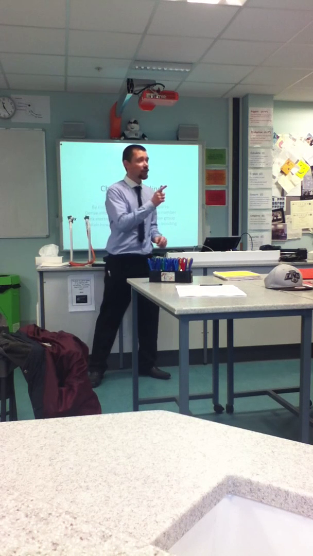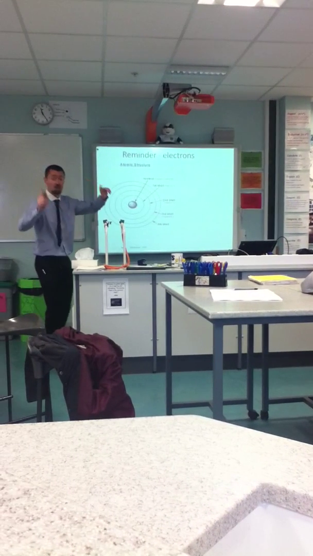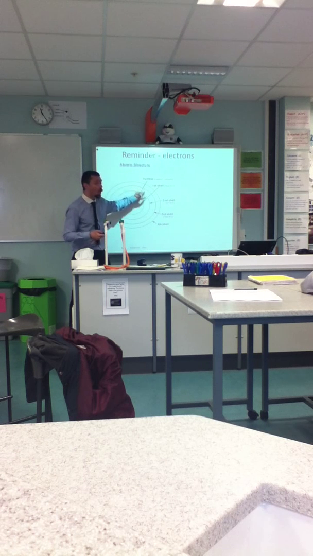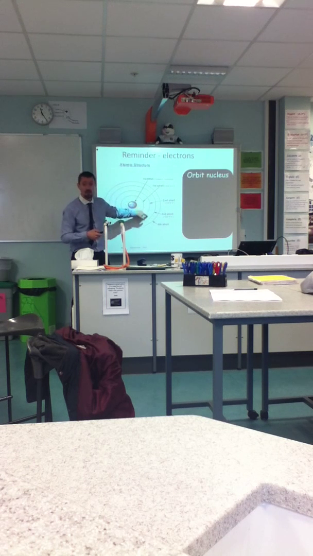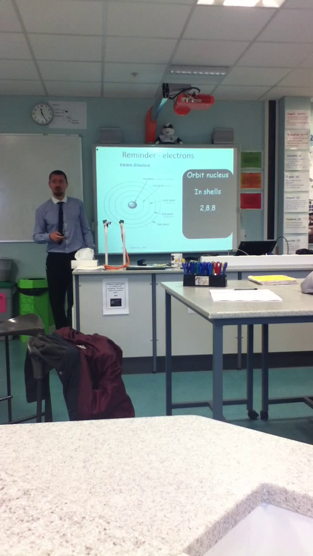Chemical bonding. In order to understand chemical bonding, you've got to first have a reminder of the structure of an atom. And last year in C1, and when you were doing your revision for these C1 exams, you should have revised that we've got a central nucleus that has positive protons and neutral neutrons in it, and orbiting the nucleus in shells, or energy levels, we've got the electrons.